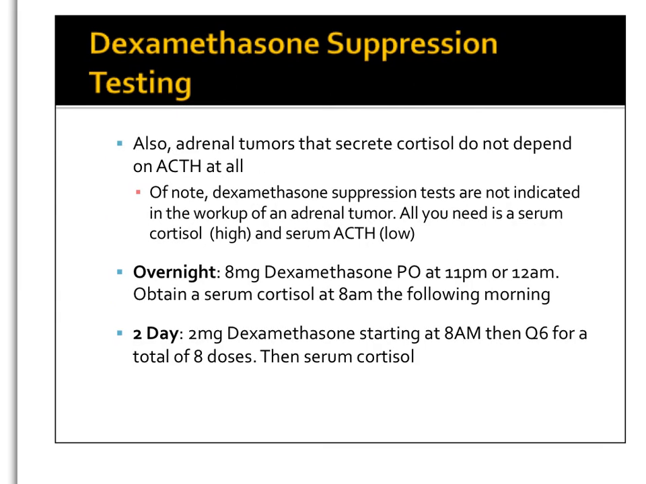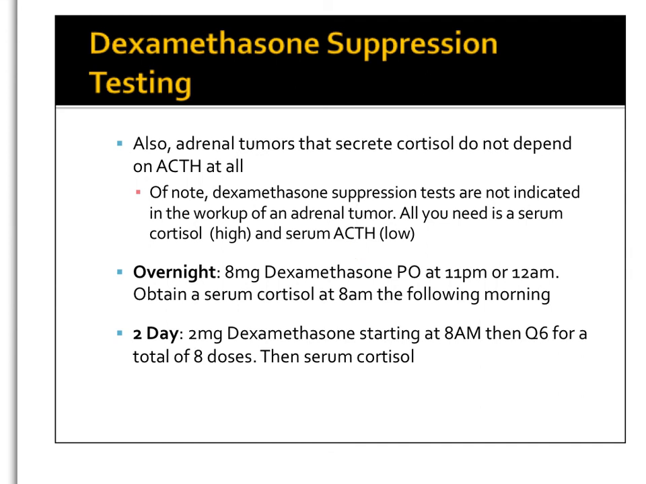One other factor here to consider is that adrenal tumors that secrete cortisol don't depend on ACTH at all. They're just putting out cortisol. So dexamethasone suppression tests are really not indicated in the workup of an adrenal tumor. All you basically need is a cortisol level and a serum ACTH. The cortisol will be high, ACTH will be low. You've made your diagnosis. In the other conditions, like the other cancers that we were just mentioning, the ACTH will be high and the cortisol will be high. In this case, if the ACTH is low, it's coming from an adrenal tumor.